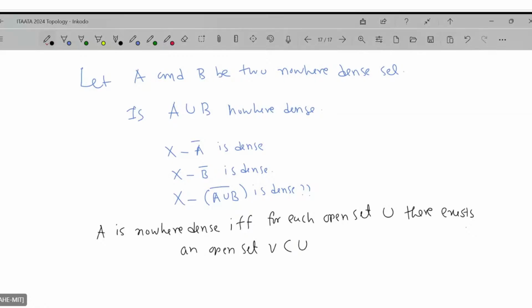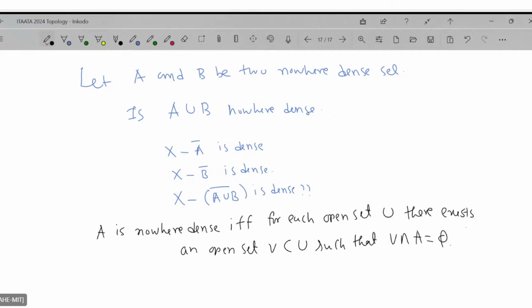There is an open set V of U such that V intersection A equals empty. Suppose you know this condition. Your task is to prove that you are always going to find a V such that V intersection A is empty. A is known as nowhere dense if and only if for each open set U there exists an open set V, a subset of U, such that V intersection A is empty. So if we have this condition, from there can you find the solution?